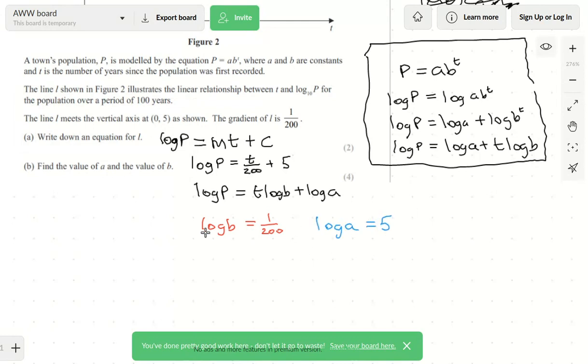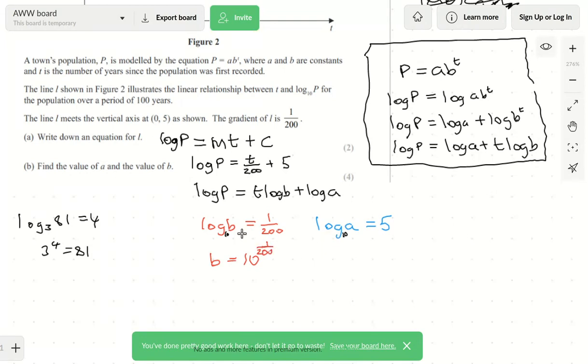Now, how do we undo logarithms? Well, remember, let's go back to black for a second. Log base 3 of 81. I always quote this fact because I always remember that 3 to the power of 4 is 81. That demonstrates how you get rid of a logarithm. That to the power of that is that. And remember, these have both got a little invisible 10 in there, which we don't always write down if it's base 10. And so what I can say at this point is that b equals 10 to the power of 1 over 200.